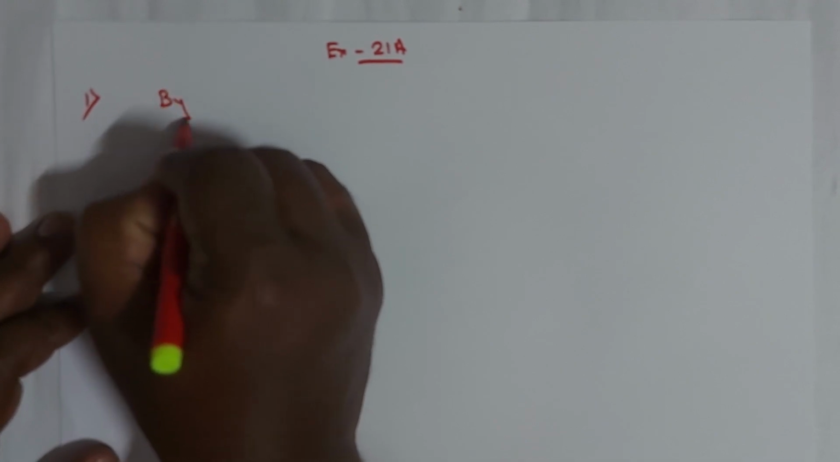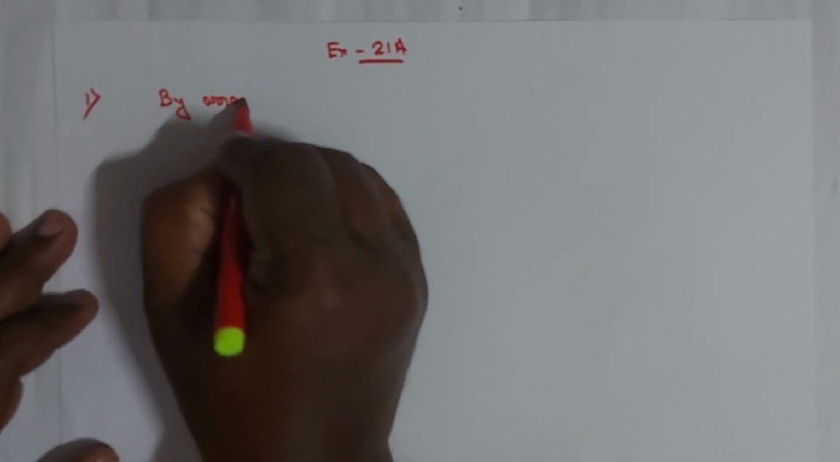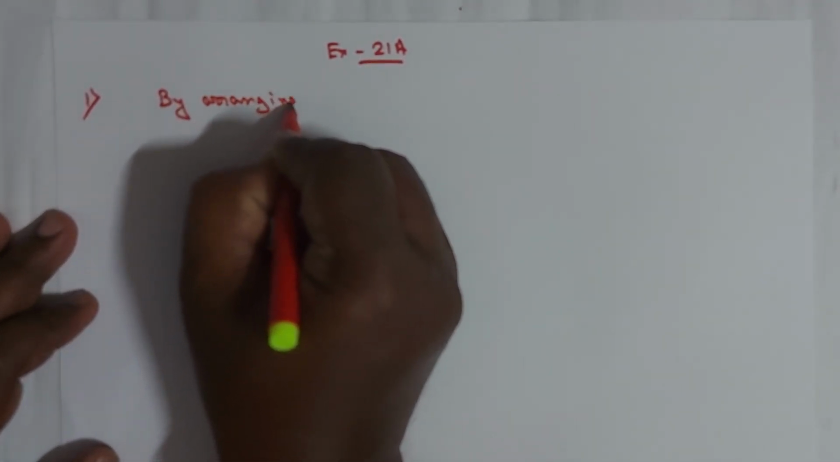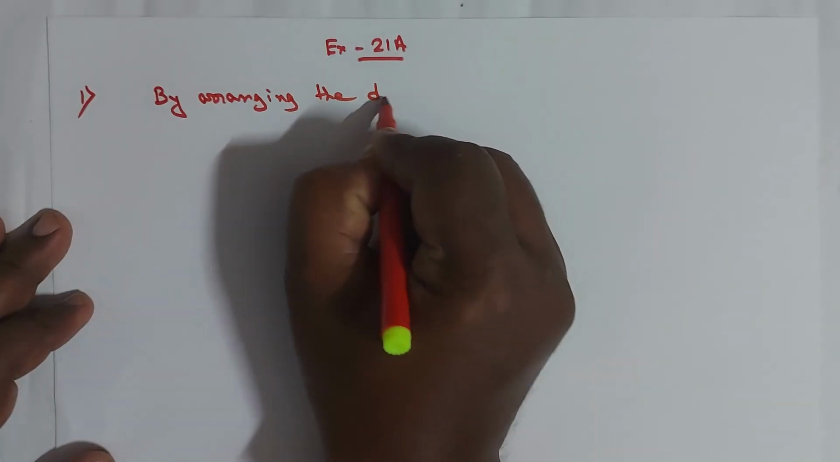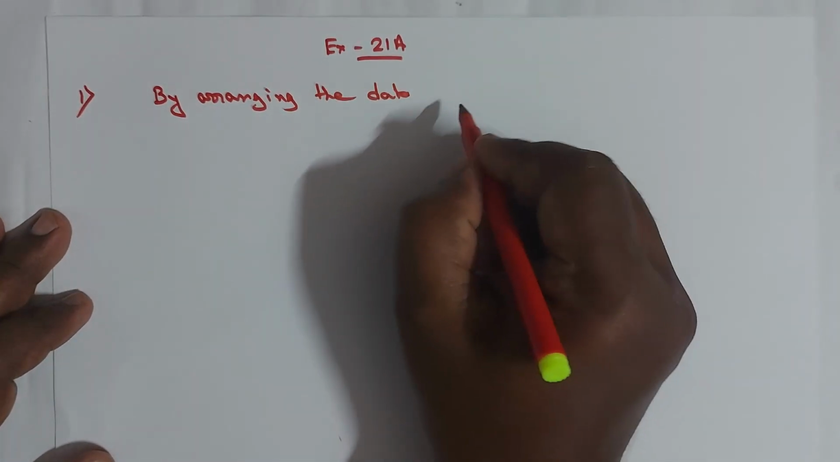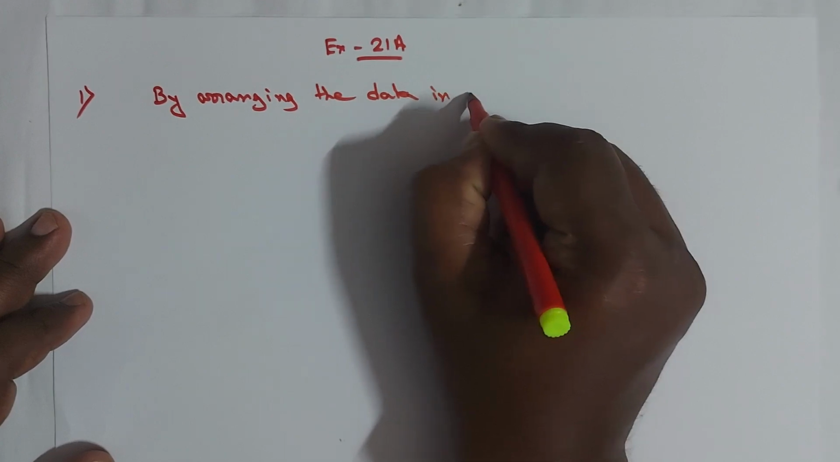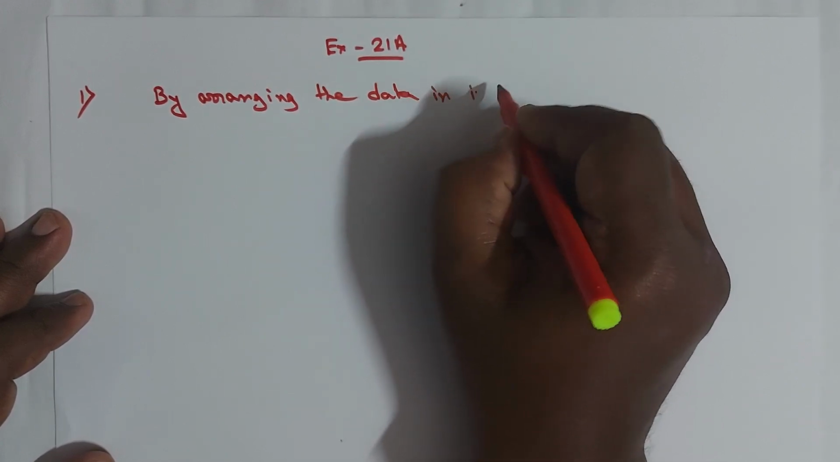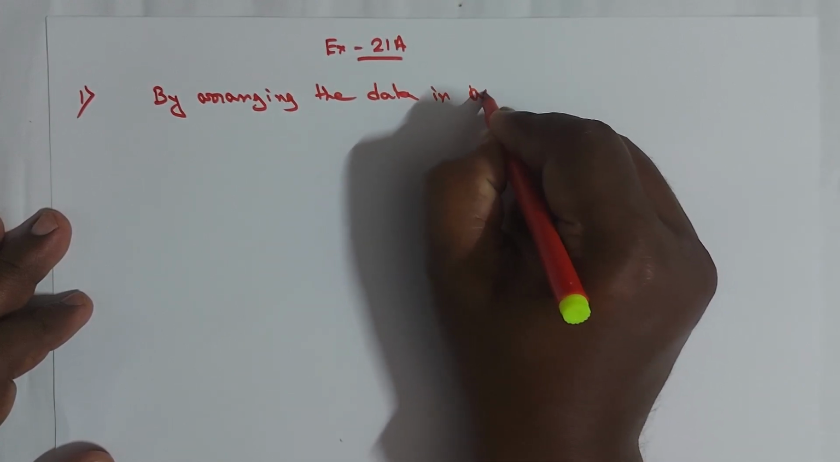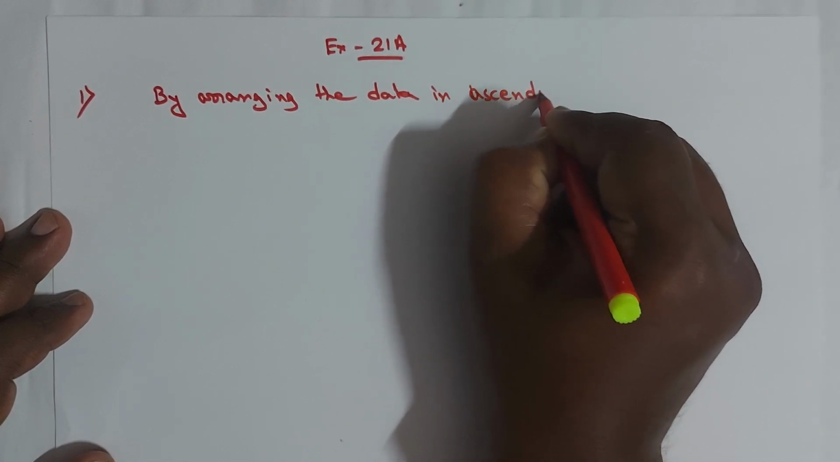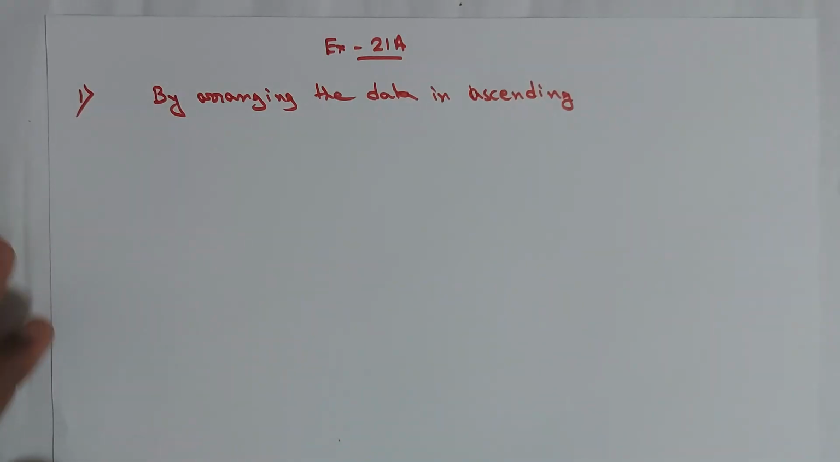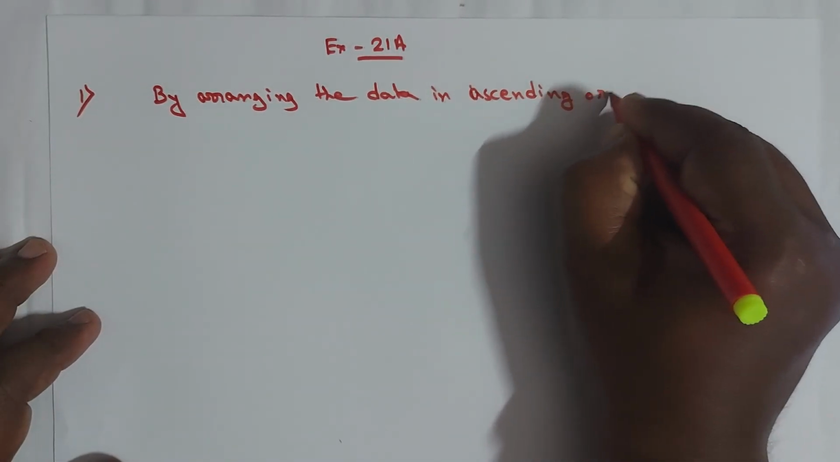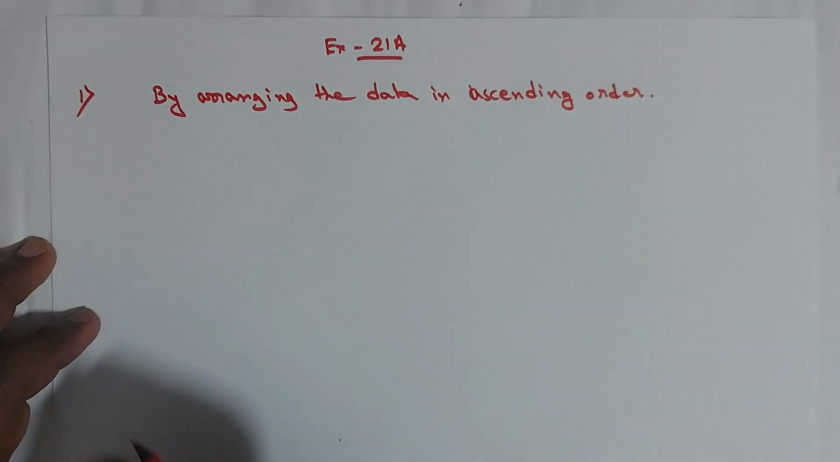So we will write by arranging the data in ascending order. Either you should arrange the data in ascending or descending order before doing the frequency table.